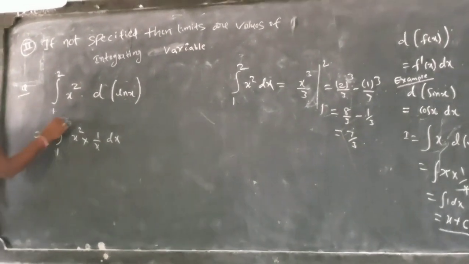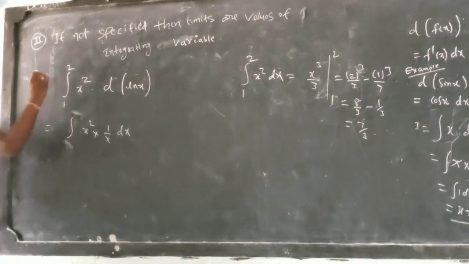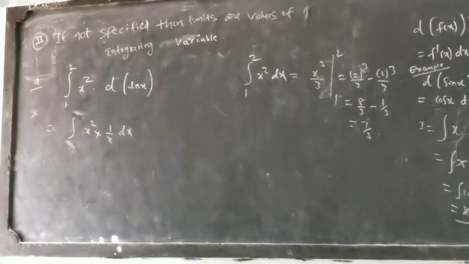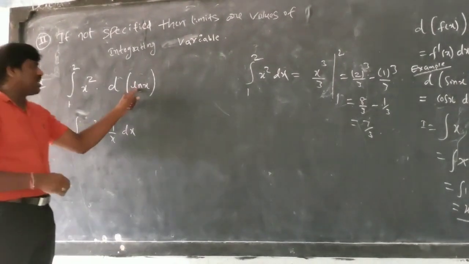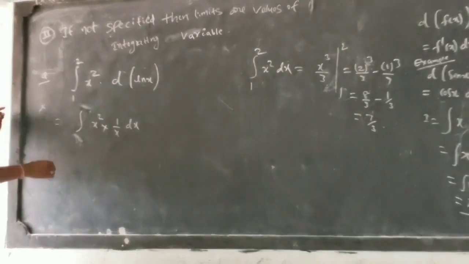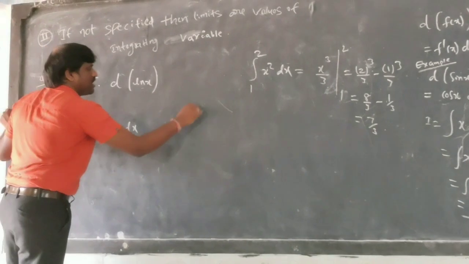If I keep the limits 1, 2, this is wrong. 1, 2 is not the limits. That's wrong. So what I get here, I have to change the limits. I am talking about ln x. So ln x is 1. So what you have here is 1, 2. Okay. So the limit should be changed.